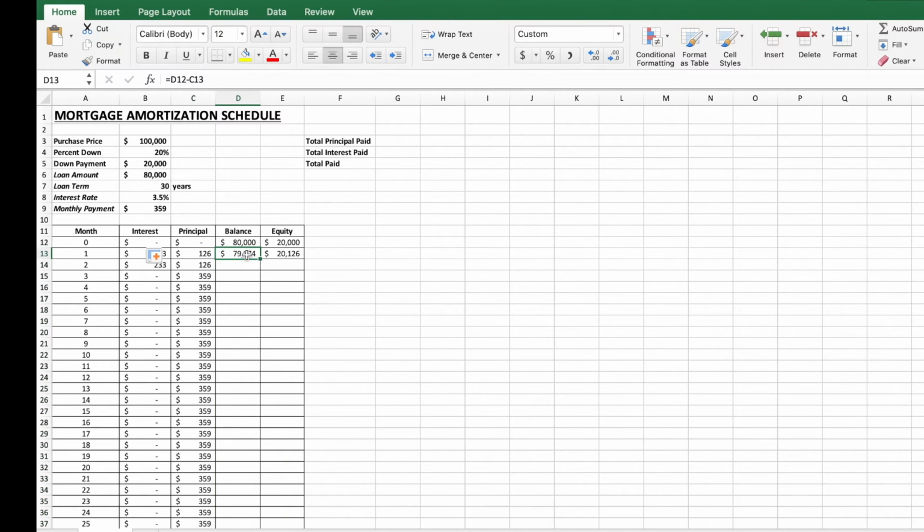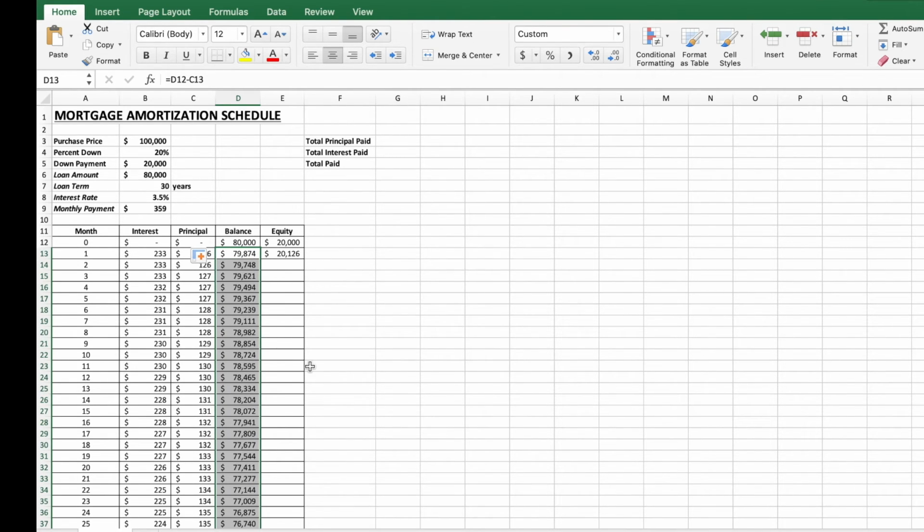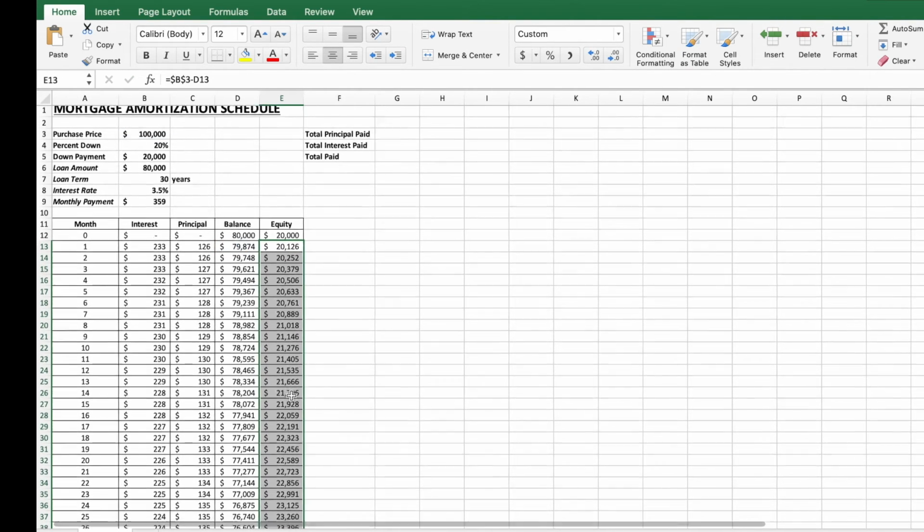Now in terms of my balance, if we see how we calculated that, we calculated that based off of my previous balance and subtracting the principal I paid. That is perfect. We don't need to add any $ signs to that equation. So I'm going to double click and we get auto-populated down there. Now in terms of my equity, that is based off of my purchase price and subtracting the balance for that month. So my purchase price again is never going to change, which means I put the $ signs around the B3 and then I press enter. Again, I can just double click and it'll auto-populate all the way down.